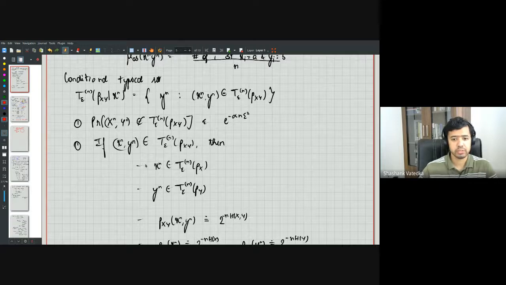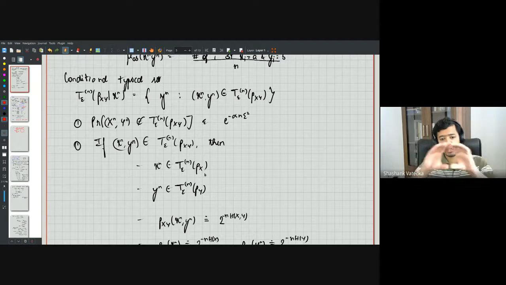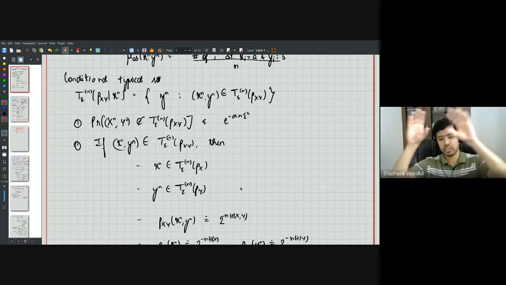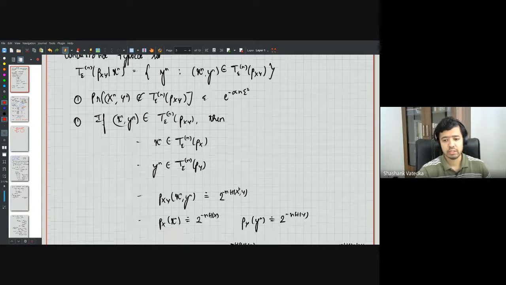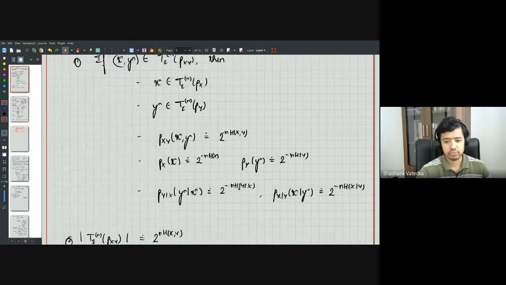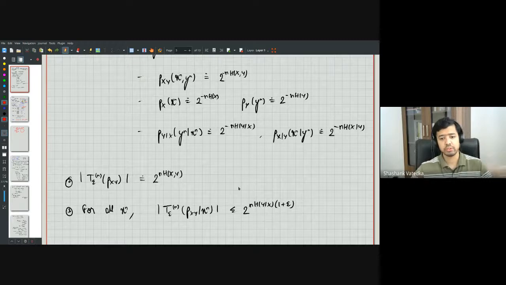So x^n lies in the typical set means that x^n is going to lie within some thin shell around the origin, and y^n is also going to lie in a thin shell of a bigger radius around the origin. And what is the size of each shell going to be? It's going to be close to 2 to the n times the entropy. And the probability that it does not lie in the thin shell is decaying exponentially in n.